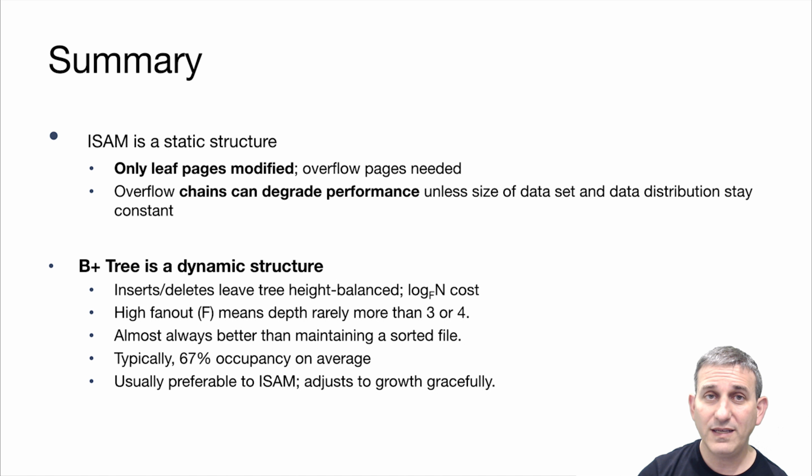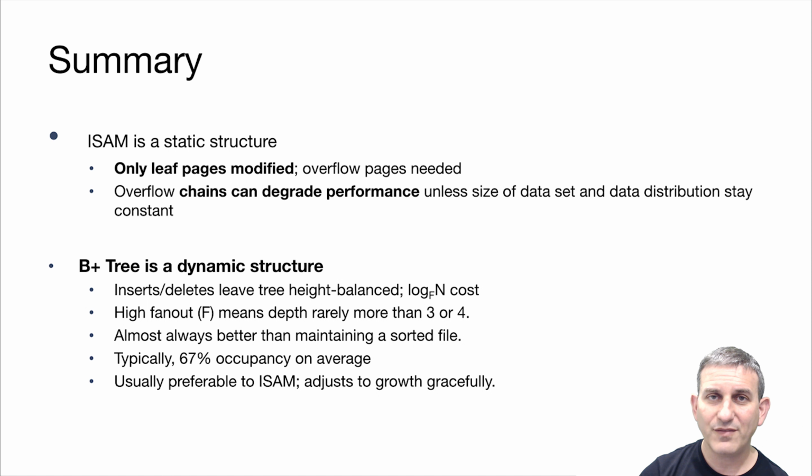The B plus tree is a more advanced dynamic tree that allows inserts and deletes to be efficient and leave the tree height balanced with a log base f of n cost, where n is the number of records and f is the fan out of the page. That high fan out f, as in the ISAM, means the depth is rarely more than 3 or 4 in practice. And building a B plus tree is almost always better than maintaining a sorted file.